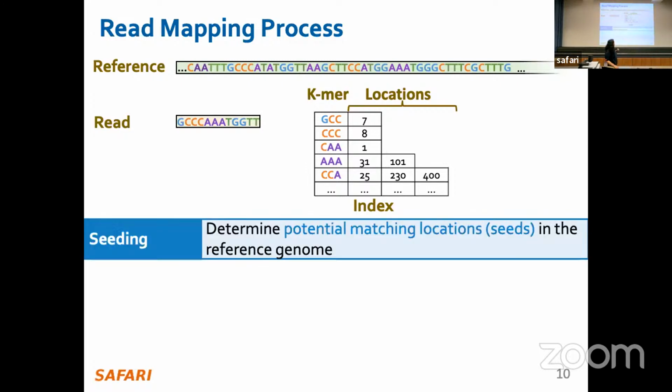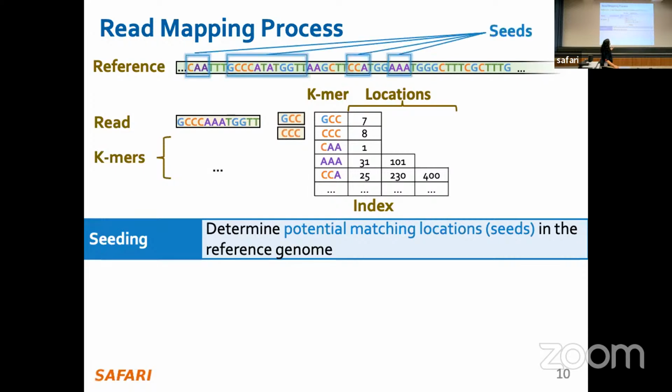Now, given this index structure, I will walk through these 3 key steps of read mapping at a high level. The first one is seeding. We want to find some potential matching locations, or seeds, in the reference genome, because we can't go through all the reference genome to find differences of reads across every single location, right? So we want to find some candidate locations. How do we do that? For each read, we again extract k-mers. Here I'm extracting 3-mers. And we look up these k-mers inside the index. For the k-mers that hit in this index, we mark their location in the reference genome as seeds or potential matching locations.